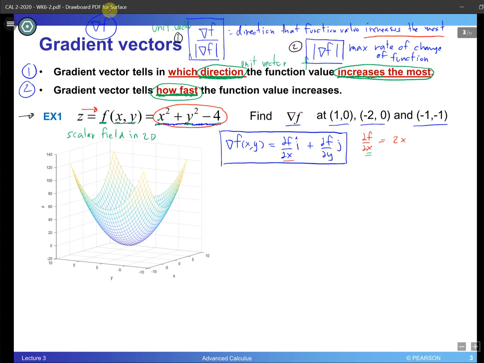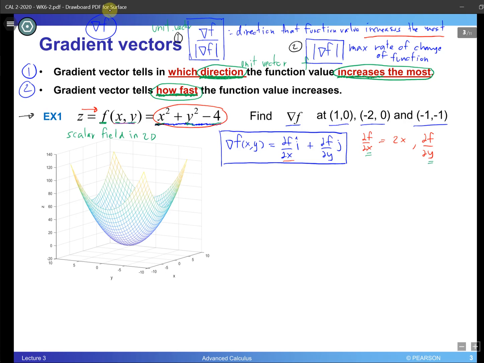Now let's try to find this df by dy. Alright, let's try to differentiate this f with respect to y only. Okay, so let's take a look here. We are going to differentiate this with respect to y. It's going to go to 0 because x is a constant here.